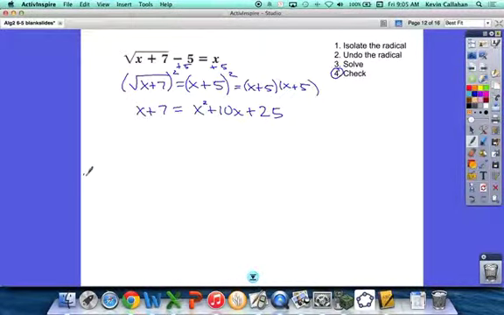All right. So now we're at the point where we've undone the radical, and we have to solve the equation that's left. Well, you have to say, what kind of equation is it? Because that's going to determine how you solve it. Is it linear?